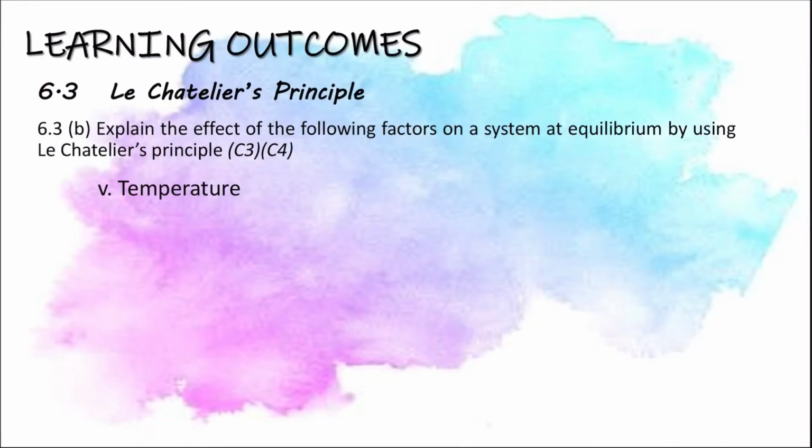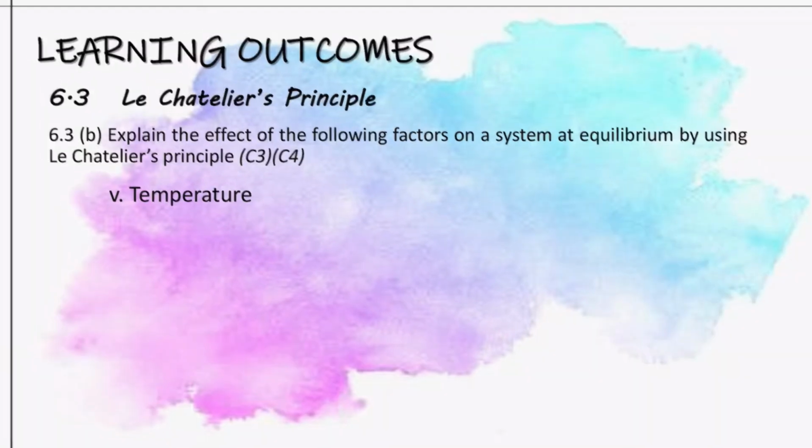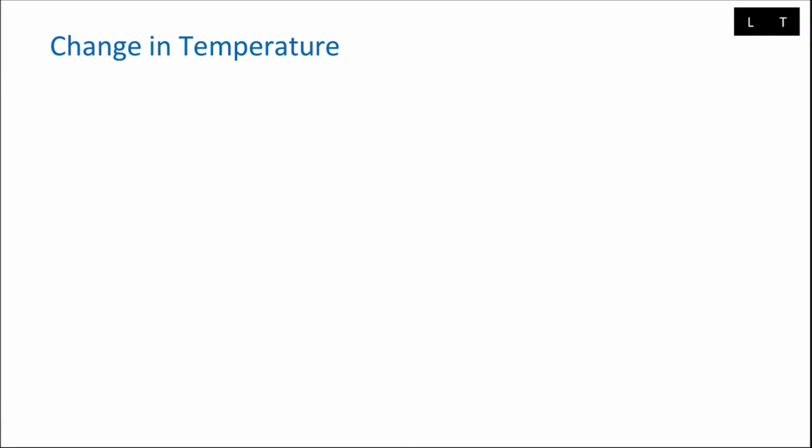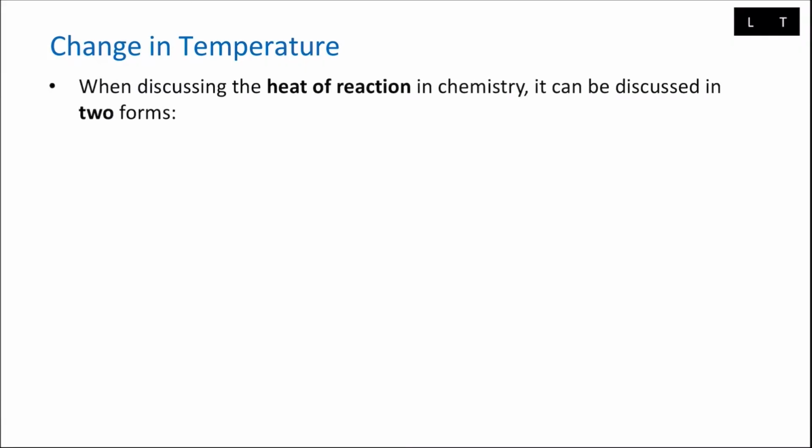Assalamualaikum. Hi guys. Let's continue with the next factor that can affect a system at equilibrium by using Le Chatelier's principle. We are going to focus on the change in temperature. Change in temperature bermaksud kita discuss heat of reaction in chemistry where we can discuss in two forms. The first one is endothermic reaction and the second one is exothermic reaction.